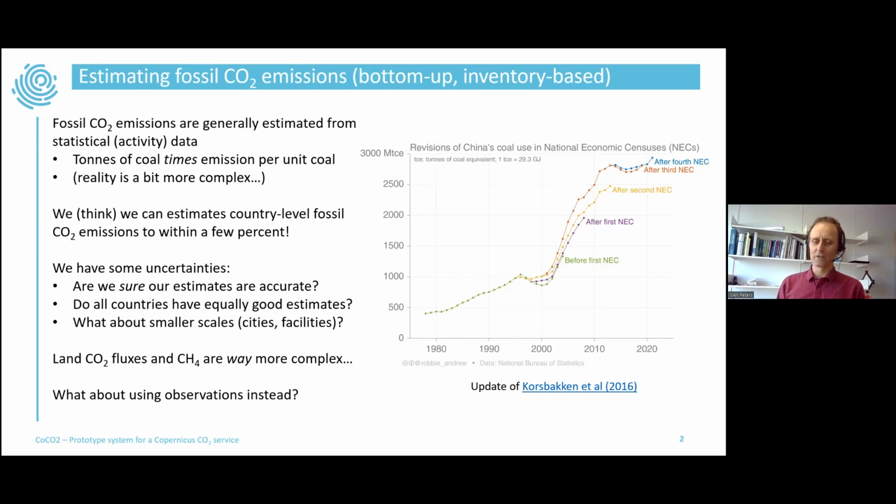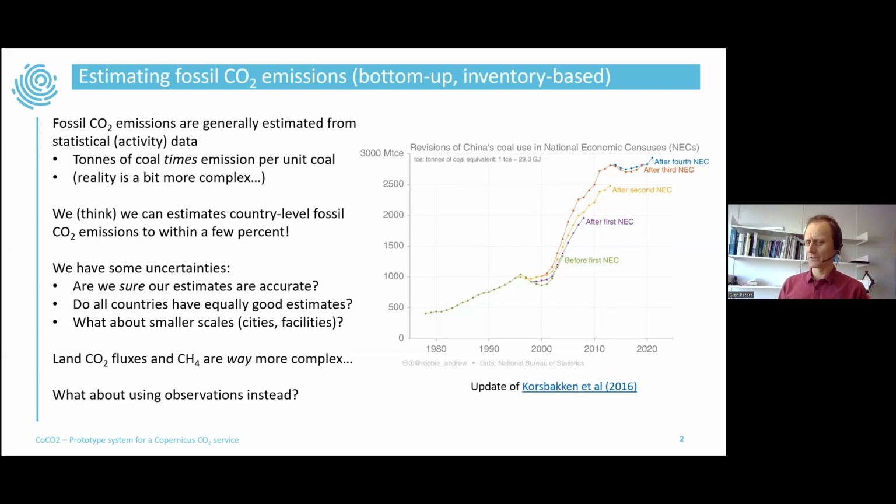And to give a good illustration of some of the uncertainties, that figure there on the right-hand side is energy consumption in terms of coal use in China. And it shows some of the revisions that have happened over the years. So if you look at the green line there, the first line at the bottom, it looked like coal use in China peaked around 1996 or something, and then declined to around about 2000 before it rose again.